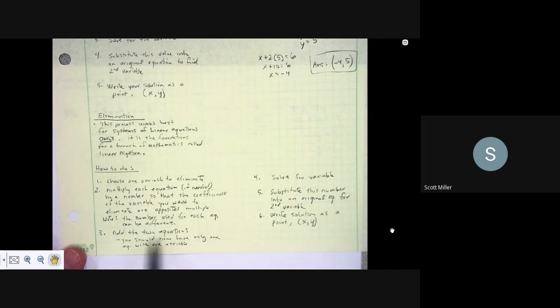You're going to add the two equations. You should now have only one equation with one variable. Solve for the variable. Then substitute this number into an original equation for the second variable value, and then write your answer as a point. And that's what we did right here.